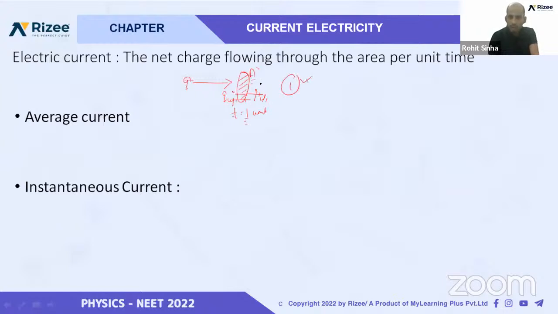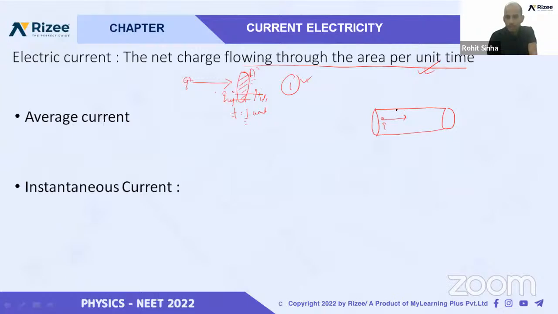The amount of charge flowing from one end to the other end through a given area in unit time is called electric current. That I have written here as the definition. You can see, okay, the basic definition of current. Usually what happens in a conductor like this, suppose we are having one charge Q flowing here. Okay, now what will happen?